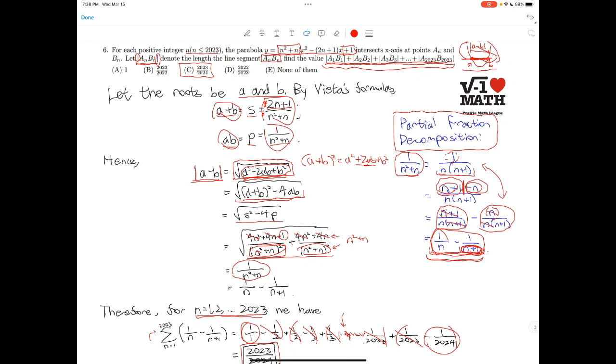If you're lucky, you might see partial fraction decomposition also used in calculus.